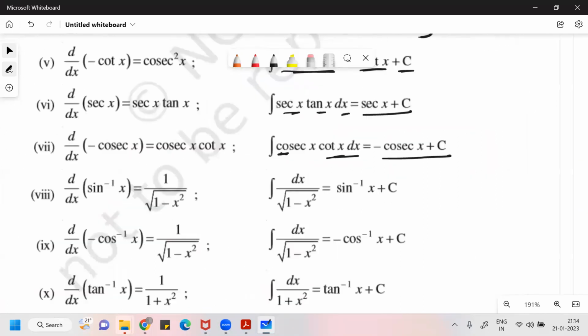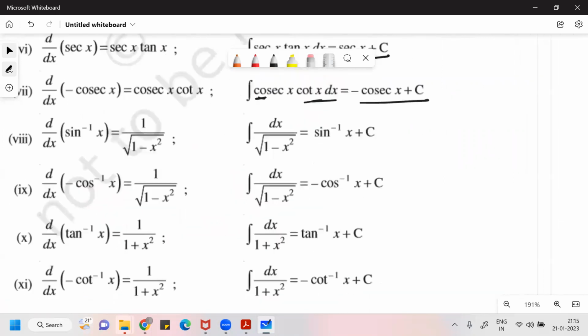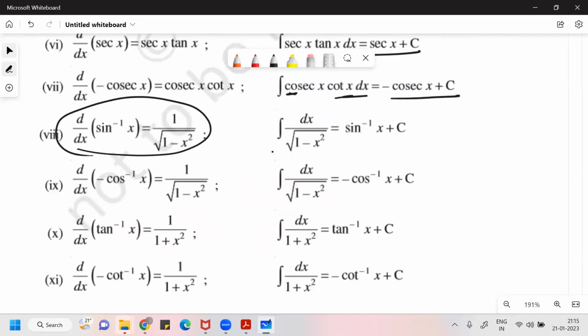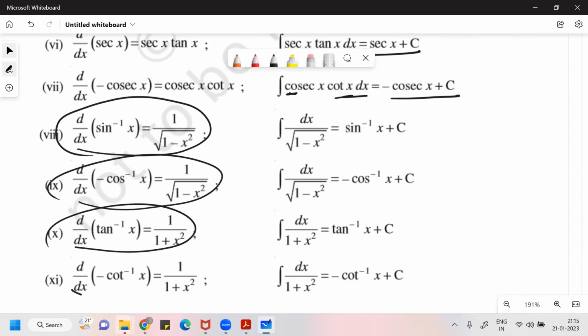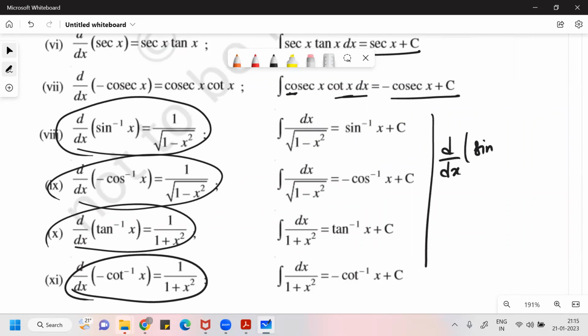Then this might look a little bit difficult. If you remember in terms of differentiation, it would be easier for you. So instead of remembering this, it would be easier this way. The differentiation of sine inverse x is equal to 1 by root of 1 minus x square. Similarly, the differentiation of cos inverse x is minus of 1 by root of 1 minus x square. Similarly, the differentiation of tan inverse x is 1 by 1 plus x square.